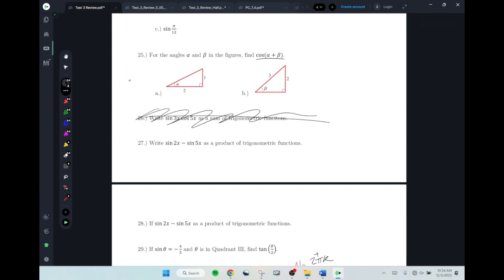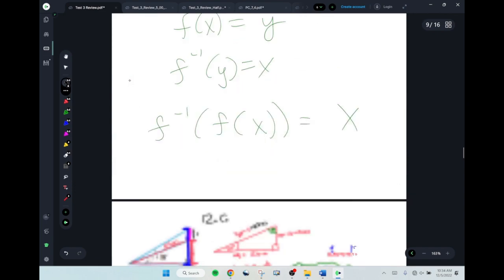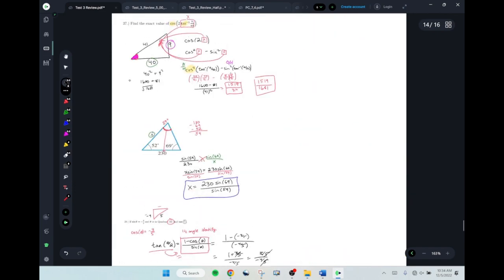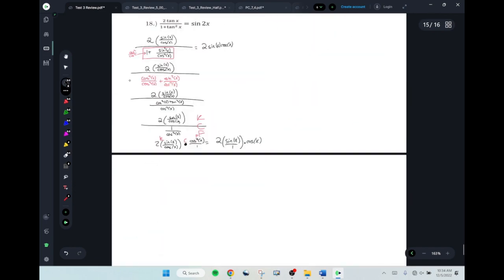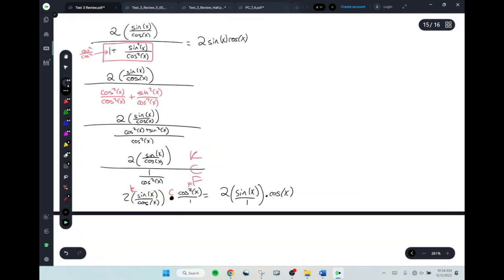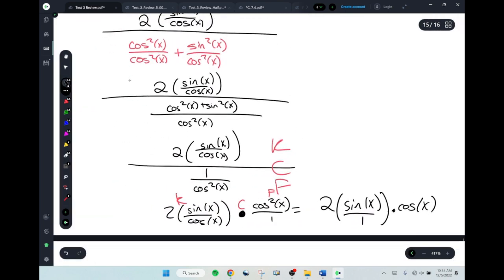Oh, I have a question. Can you go back to the one real quick? Yeah. So when you flipped, keep cosine over 1, but if you left it as cosine, wouldn't it just be cosine if it's cosine over 1? How do you flip that? Wouldn't it be 1 over cosine? I didn't flip cosine over 1.